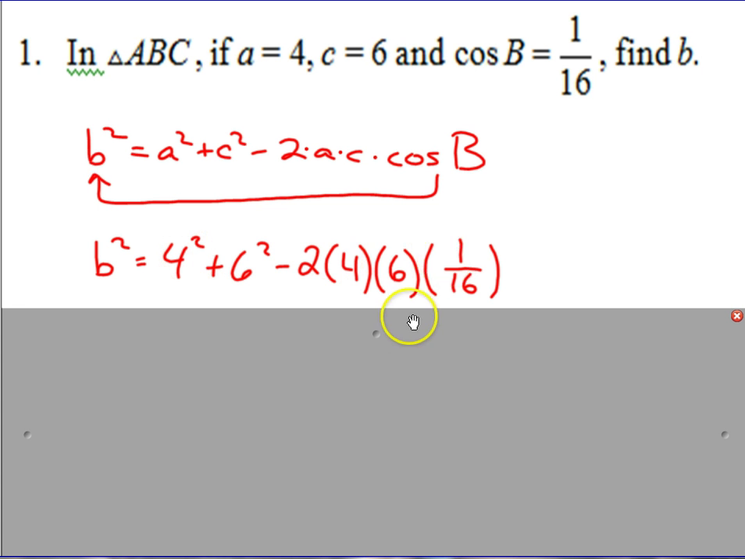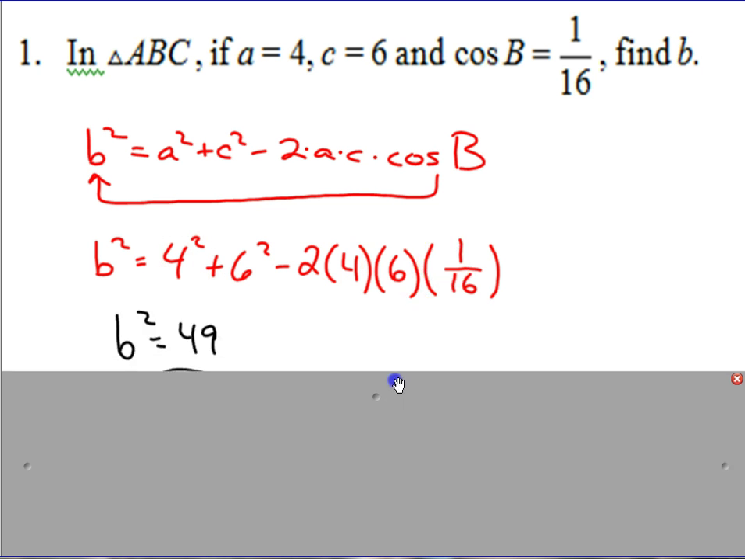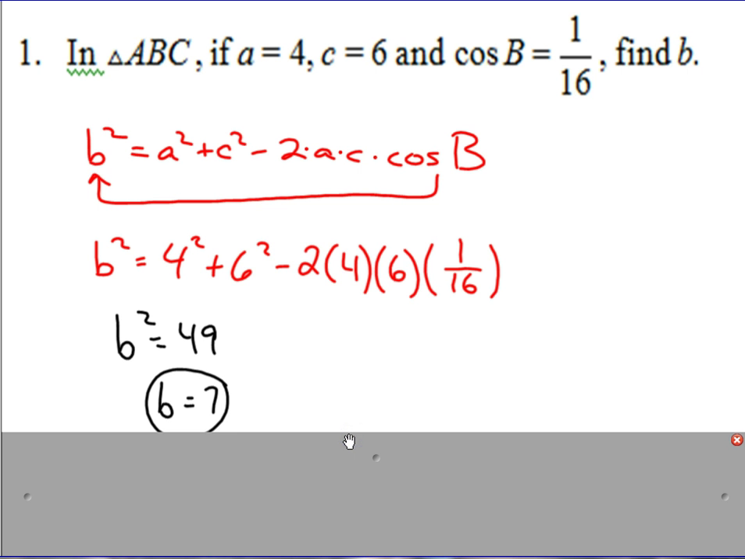Again, these are all numbers. Pop that in your calculator, comes out to be a 49. So when you square root, B is equal to 7. Does that make sense? Well, I suppose it could work with side lengths 4 and 6. Seems reasonable.